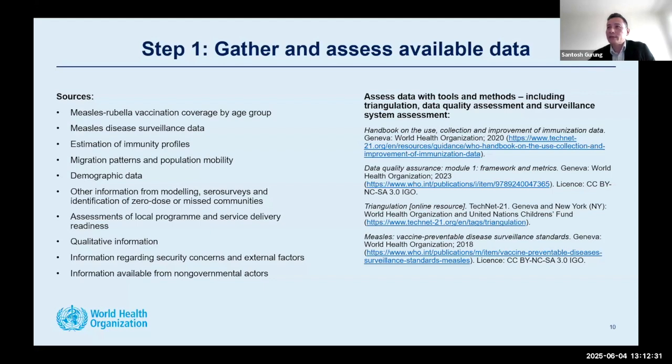You have migration patterns, you have demographic data. Different countries have different aspects around collecting zero dose and the under-vaccinated kids, and assessment of local programs and service delivery. And there is additional qualitative information. If it's a fragile and a humanitarian setting, I think those factors need to be factored in, and also different partners in the country, where you need to gather all the data.